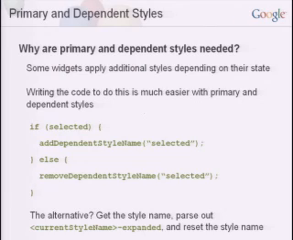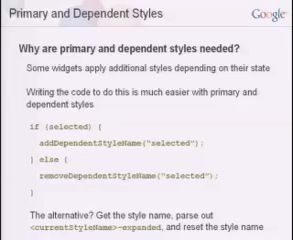So why do you need primary and dependent styles, right? Why is all this stuff in here? Well, the reason it's there is, when you want to change the style of something depending on its state, it's a lot easier to do this with a concept like primary styles and dependent styles, right? So for example, if something's selected, then you say add dependent style name selected, otherwise remove dependent style name selected. How would you do this otherwise? How would you go ahead and do this if we didn't have this in here?